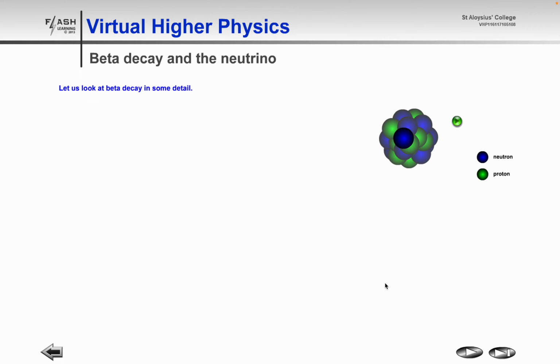Now, another important piece of evidence for the existence of antimatter comes from looking at beta decay in a bit more detail. If you remember from before, beta decay involves the production of a fast-moving electron from the nucleus. Looking at it in a bit more detail, though, what's happening is that a neutron is decaying into a proton and producing an electron at the same time. So the proton replaces the neutron, the electron comes flying out.